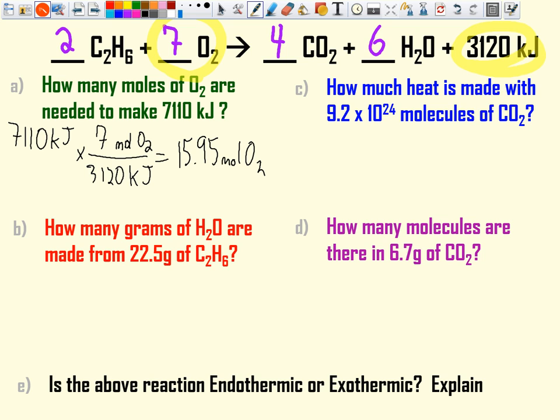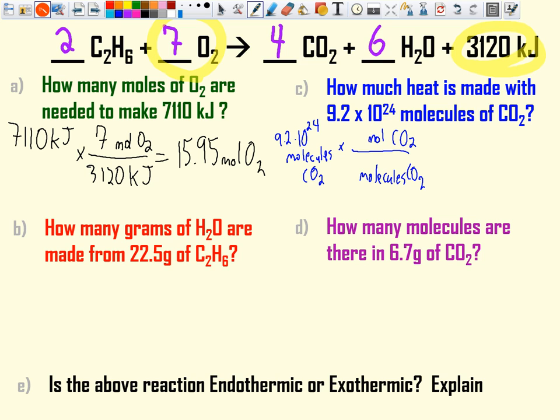For my next one, I am starting with 9.2 times 10 to the 24th molecules of CO2. We're still going to times line, and we're going to bring molecules of CO2 down. And in this case, we are going to change it to moles. Since we're going to need to go to heat, we want to change it to moles. We cannot go molecules to heat directly. We have to go molecules to mole, then mole to heat.